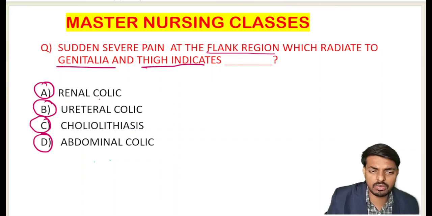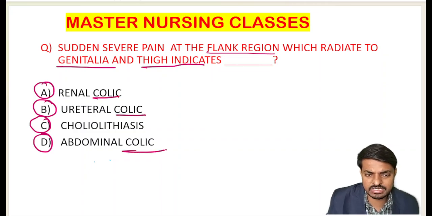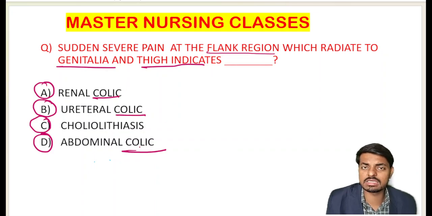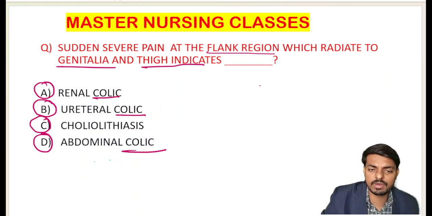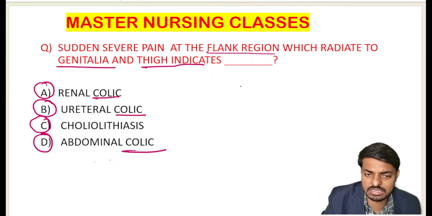So what does the word colic stand for here? Colic is simply a sudden cramping pain. A sudden sharp pain occurring in a particular area we call colic. As in the question, there is a sudden severe pain at the flank region. First, we have to know where the flank region is located.